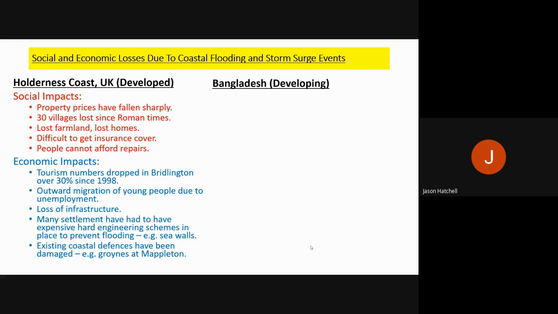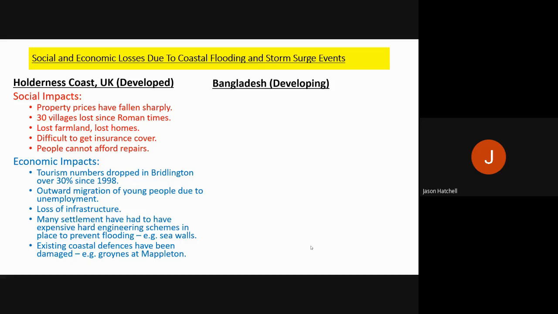Okay, so that was about 30 seconds. So you should have been able to just glance over that list. So let me just talk through some of the main points here. So the social impacts of coastal recession in the Holderness were things like property prices falling sharply, 30 villages lost since Roman times. There's been lost farmland, there's been lost homes. It's very difficult to get insurance if you live along this coastline, and people cannot afford the repairs to the homes that they need.